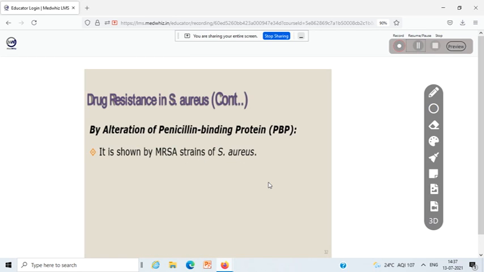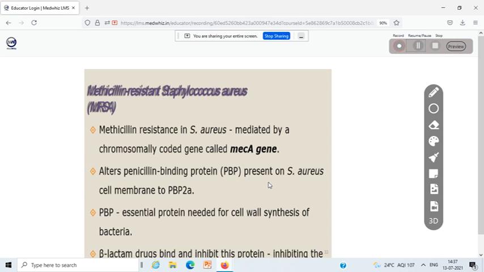Sometimes this organism also alters its binding site, that is, the binding site for penicillin, the penicillin binding protein. Coming to MRSA, I'll be taking it in the next class.